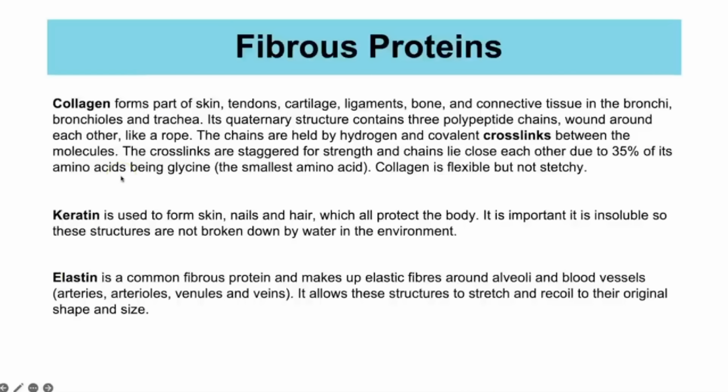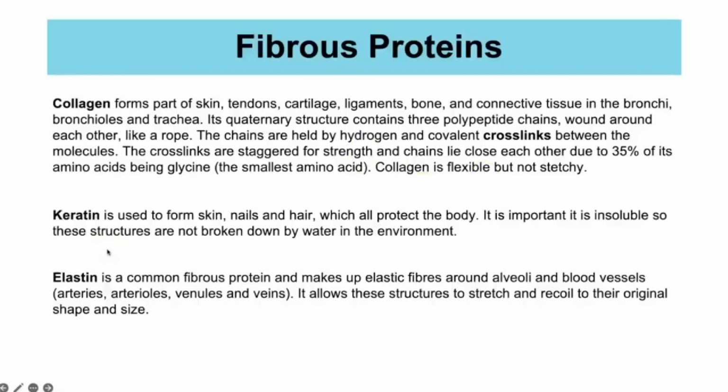Collagen forms part of the skin, the tendons, cartilage, ligaments, bone and connective tissues in the bronchi, bronchioles and trachea. It's a quaternary structure protein because it contains more than 1 polypeptide chain, and it contains 3 polypeptide chains, and these are wound around each other like rope. The chains are held by hydrogen and covalent crosslinks between those molecules, and the crosslinks are staggered for strength and chains lie close to each other due to 35% of its amino acids being glycine, which is the smallest amino acid. It's a very flexible molecule, but it's not stretchy.